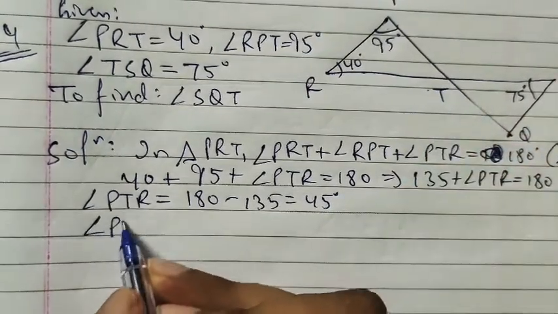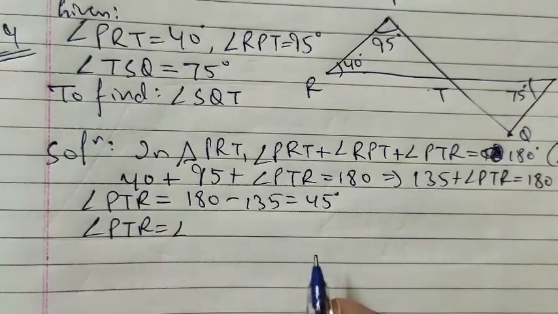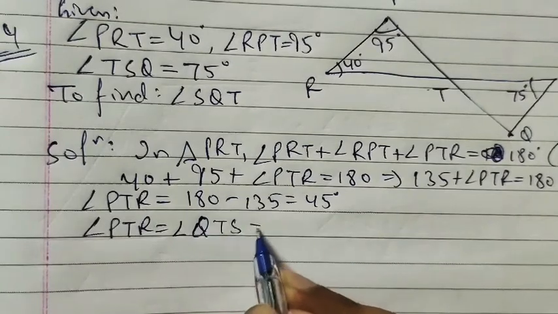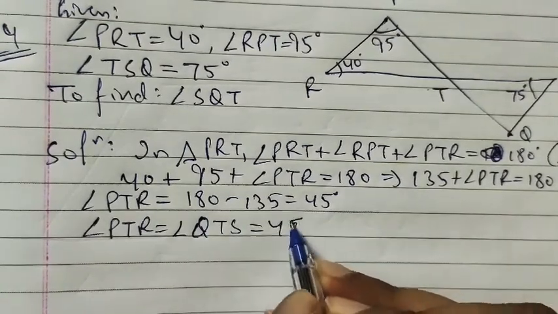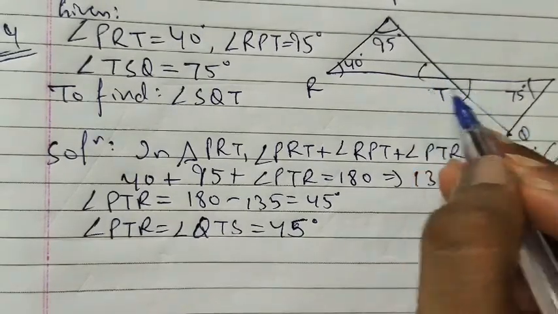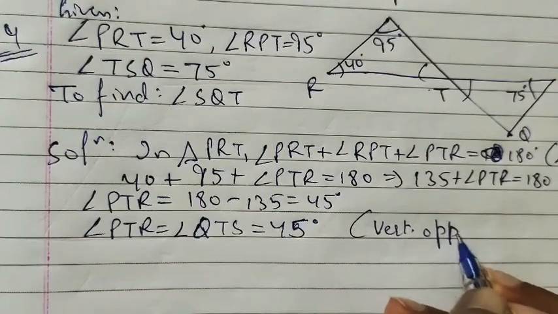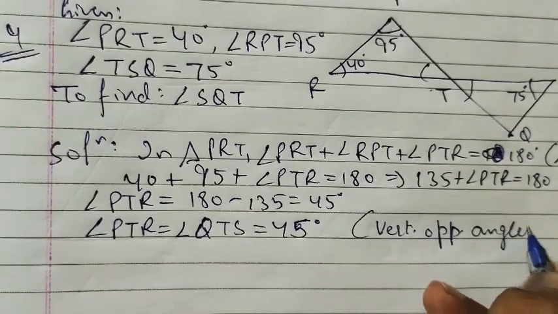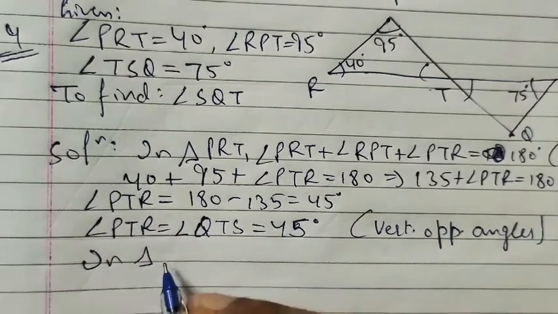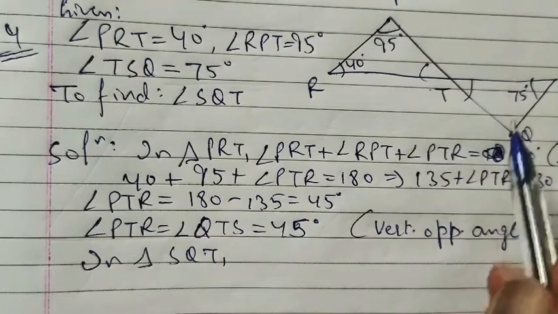Now angle PTR is equal to angle QTS, which is equal to 45 degrees. The reason is that these two angles are equal, vertically opposite angles. Vertically opposite angles, right? So now in triangle SQT, let's apply the angle sum property in this triangle also.